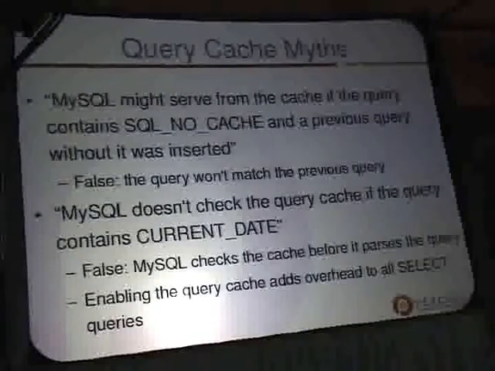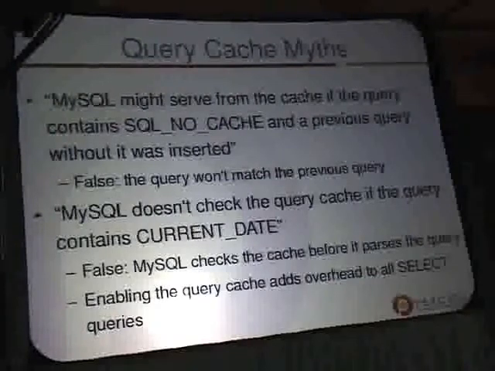So here's a couple of query cache myths. The first one is that you might store select star from table into the query cache and then run select SQL no cache star from table and get that result back from the cache. You can't do that. That doesn't work because SQL no cache did not exist in the first query, so the hash key lookup fails and your query goes through the execution pipeline.